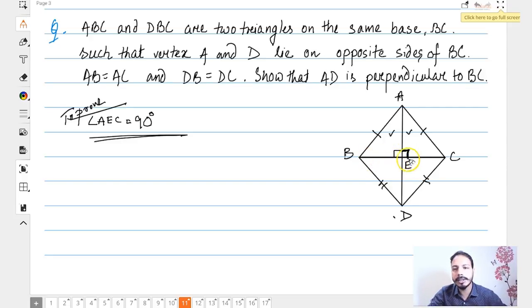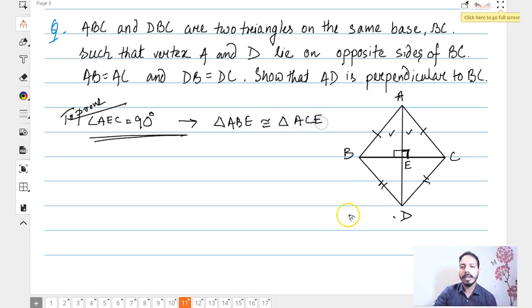Now we know that this is a straight line and these are linear pairs of angles, and if these two are equal, then each of them is 90 degrees, right? So the only thing that we need to prove is that triangle ABE is congruent to triangle ACE. Now let us see what are the facts that are given to us. So I am trying to go in the reverse way and trying to find out what are the things that I need to prove this.